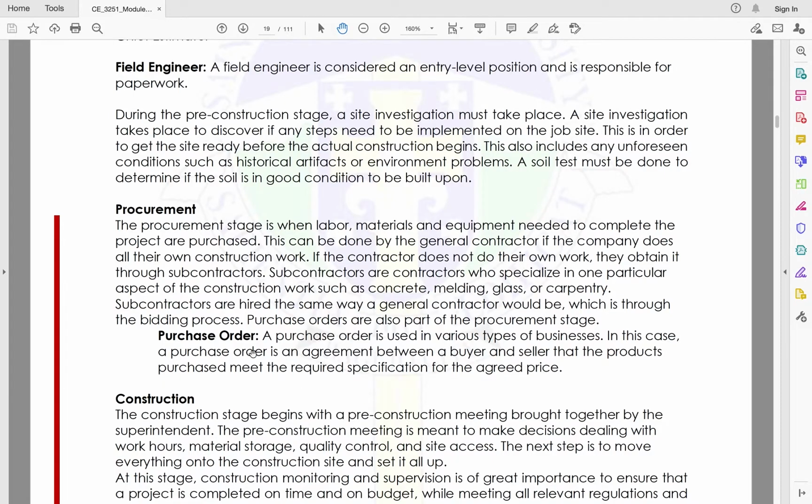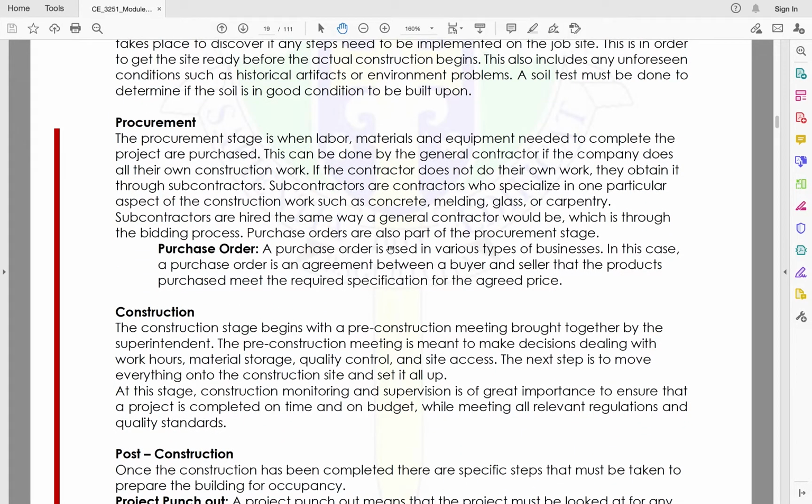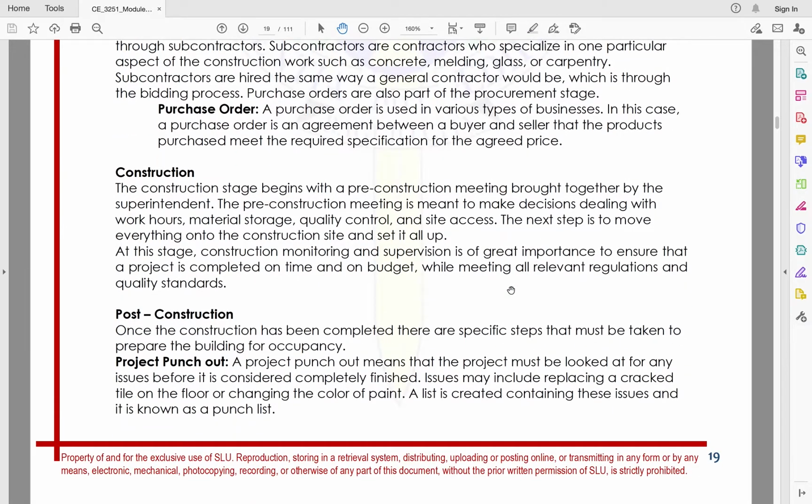Okay? So, purchase order. A purchase order is used in various types of businesses. In this case, a purchase order is an agreement between a buyer and a seller that the products purchased meet the required specifications for the agreed price. So in the purchase order, there is the agreement between the seller and the buyer, and there are the specifications. And it should meet the specifications at the agreed price.